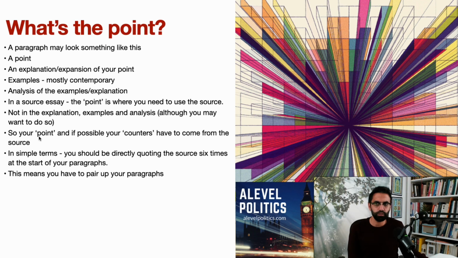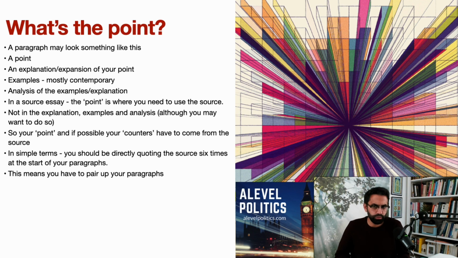Now, what I mean by your opening sentence is really your point and your counters. So if you go by my structure, 6 paragraphs in the body of the essay, point against, point against, point against, point counter, point counter, point counter, then your point and your counter is from the source. So in simple terms, you should be directly quoting the source 6 times at the start of your paragraphs. I hope that makes sense.